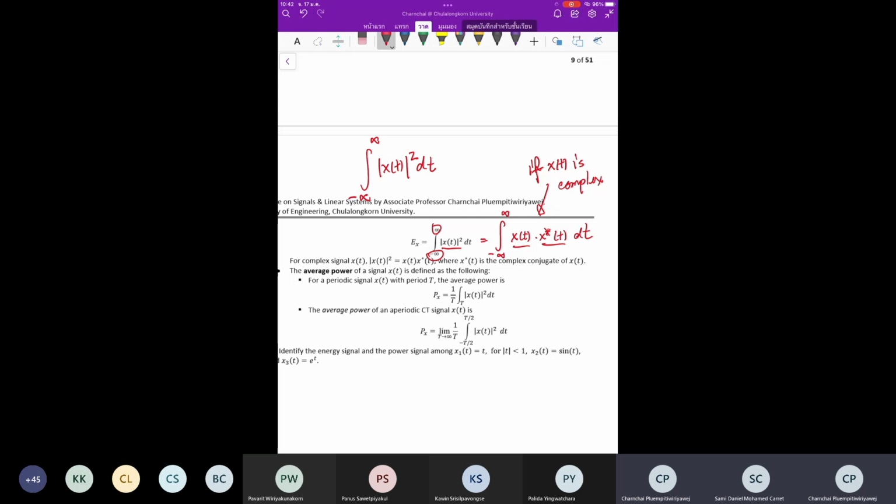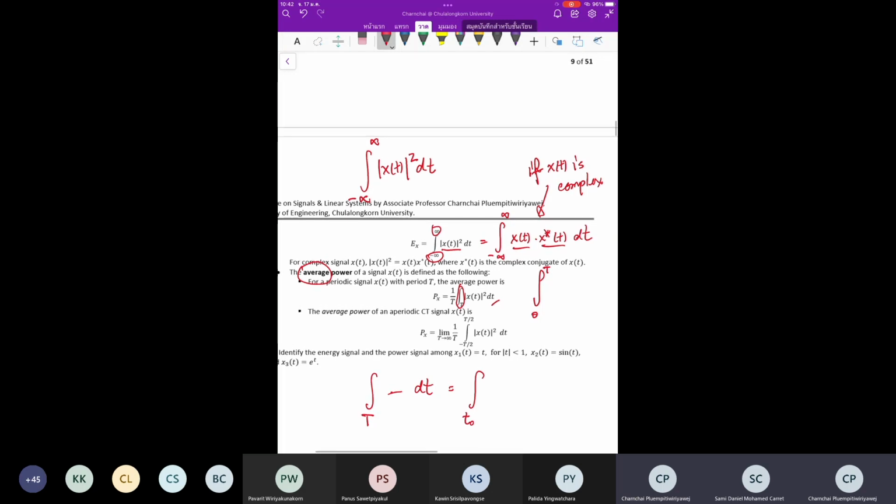The average power of the signal, this is called the average power. If a function is periodic, it's just the integral of x(t) dt. This symbol means the integral from 0 to T, and this symbol means dt. It means you can start from anywhere, t naught, and then you integrate for one period, t naught plus T, dt.